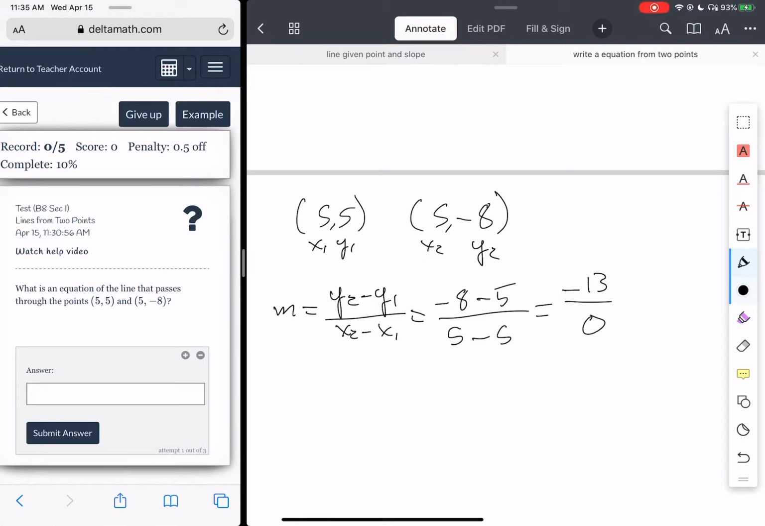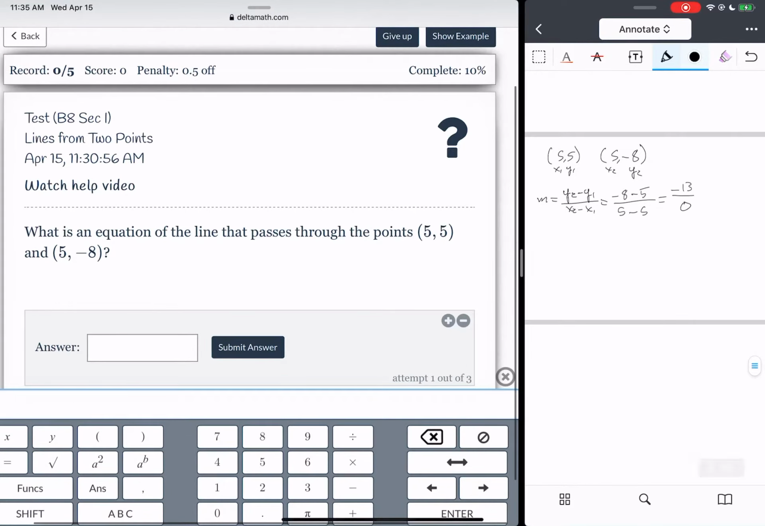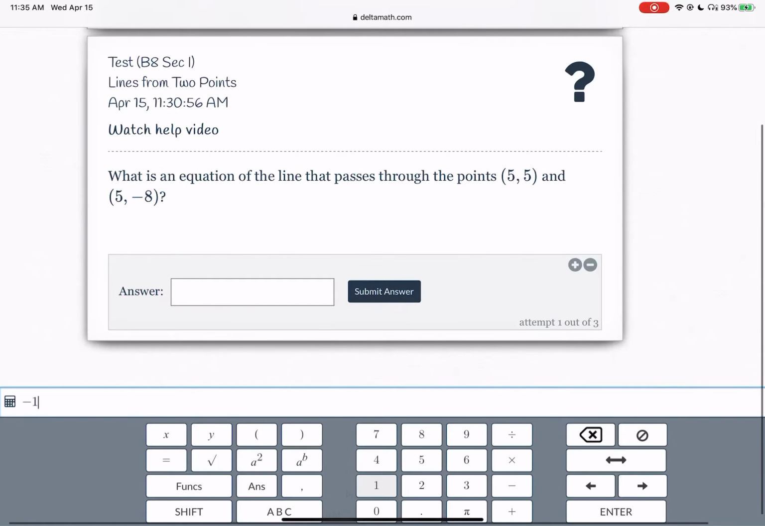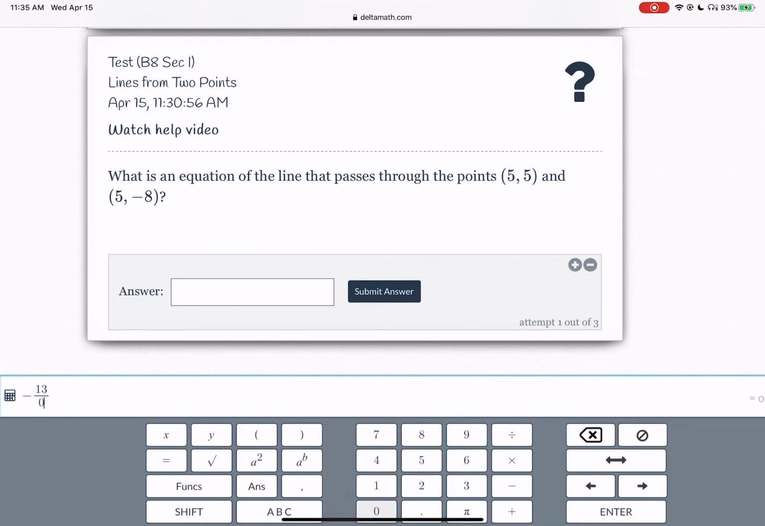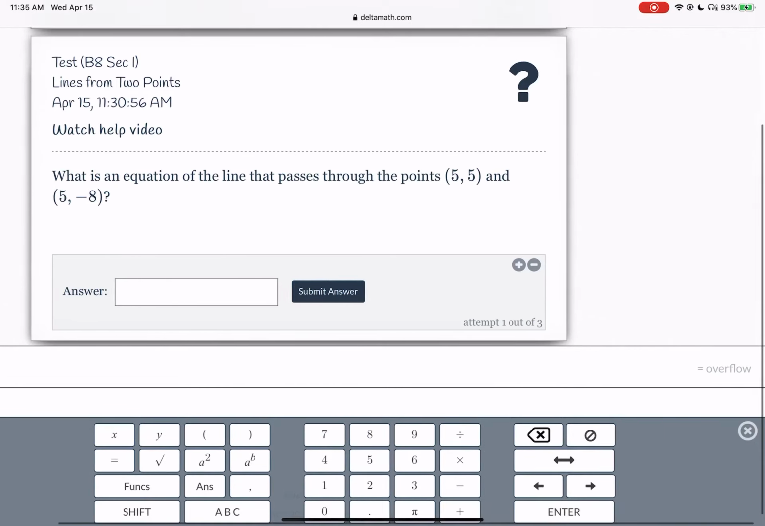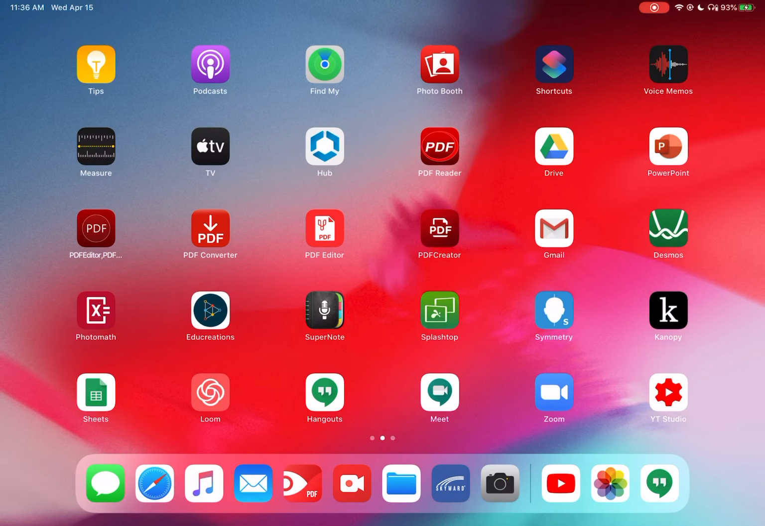If you type this into a calculator, go make a bigger screen. So if I have negative 13 divided by 0, it gives me an error. Right? It's an error because you can't divide by 0. When you have a 0 on bottom, it's undefined.